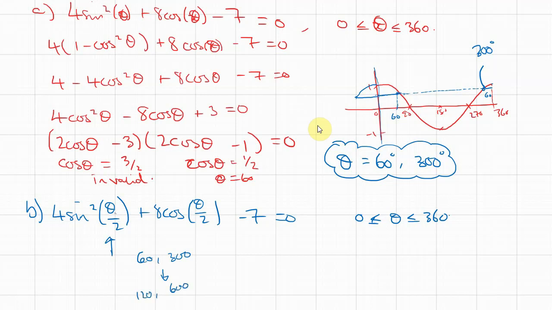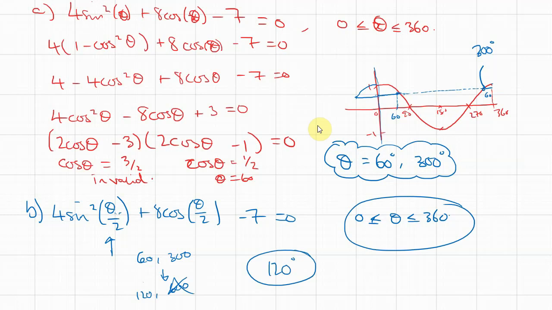Because if we put 600 here, it would be 600 divided by 2 gives us 300, and we know that works. 120 divided by 2 gives us 60, and we've proved that that works in the last question. However, that's too large. So our value is just 120 degrees that works. Everything else is not in the range we're wanting. And then have we got one more question?